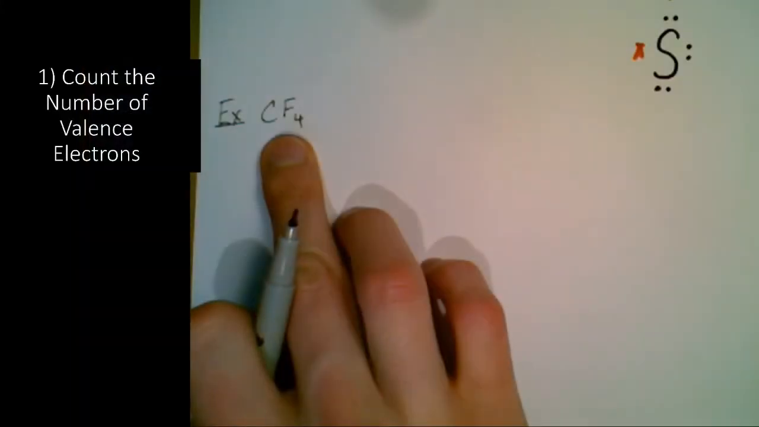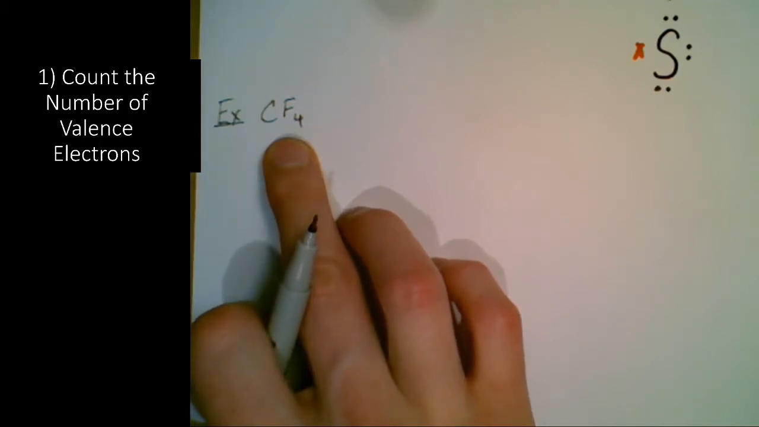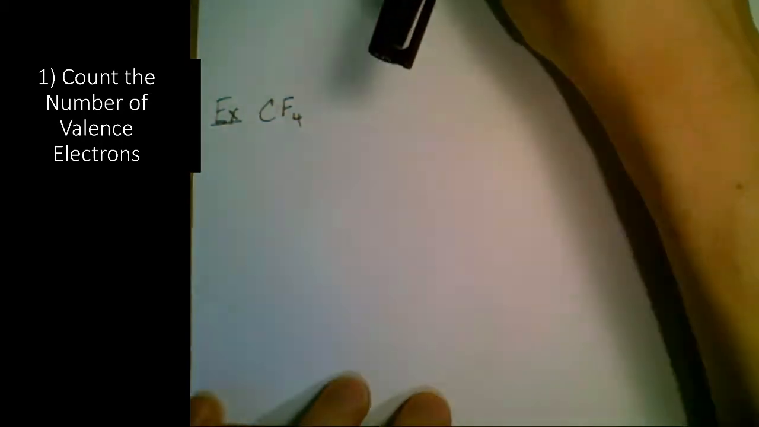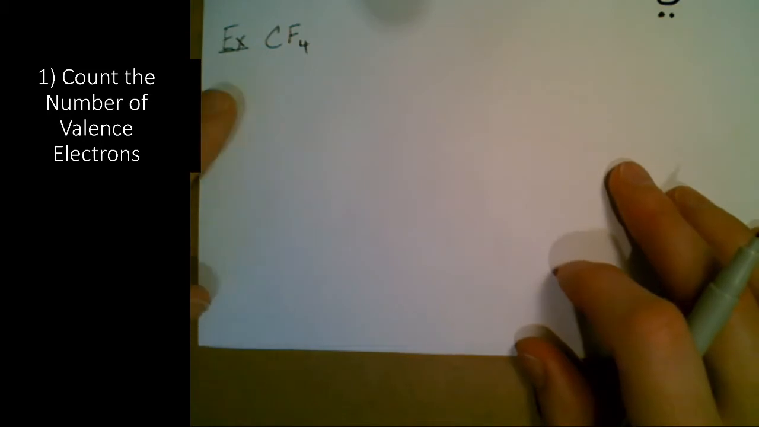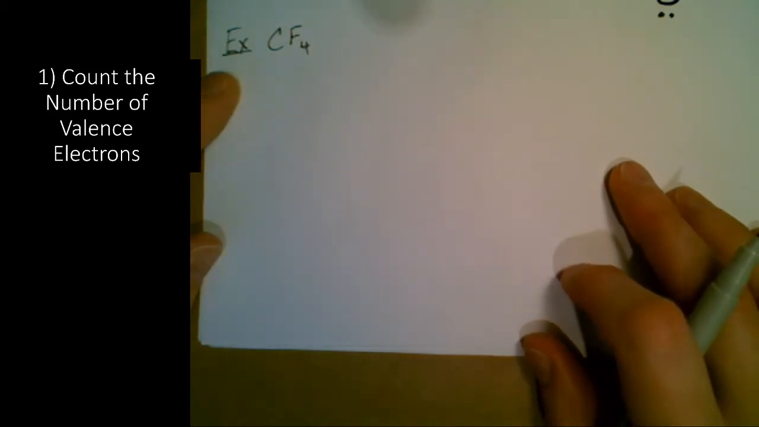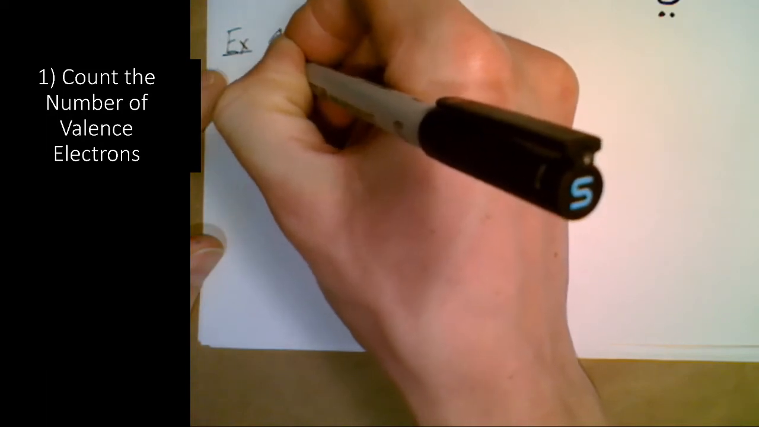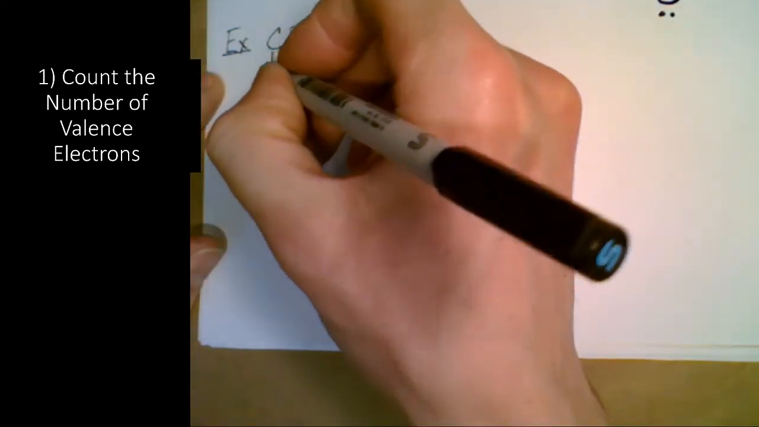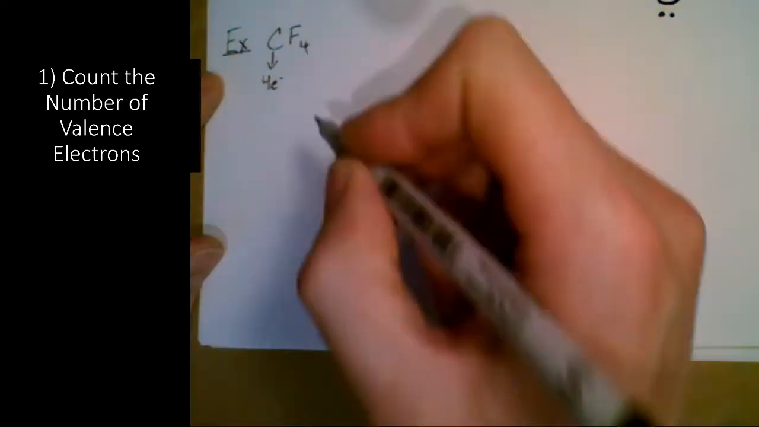Now, you've all read the notes, and so all I'm going to be doing is working through this example and showing you how we go from here into the actual drawing of the compound. And so the first step is to count the valence electrons. The way we do this is we count the valence electrons for every individual element in the compound. So carbon has 4 valence electrons.